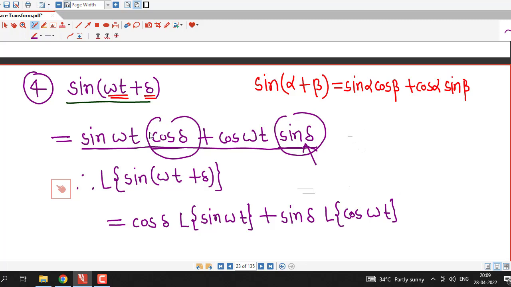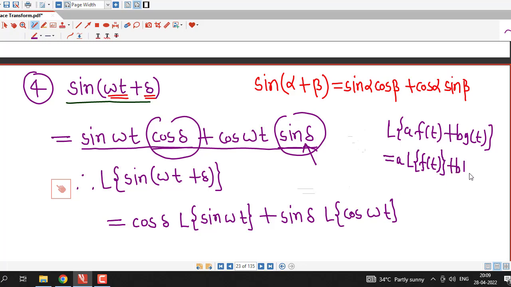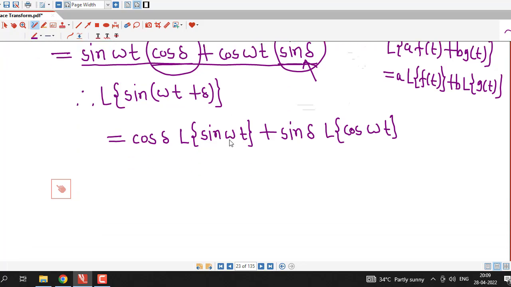Laplace transform of a times f of t plus b times g of t is equal to a times Laplace transform of f of t plus b times Laplace transform of g of t. So this I have written using the linearity property, where constants a and b are cos delta and sin delta, f of t is sin omega t, and g of t is cos omega t.